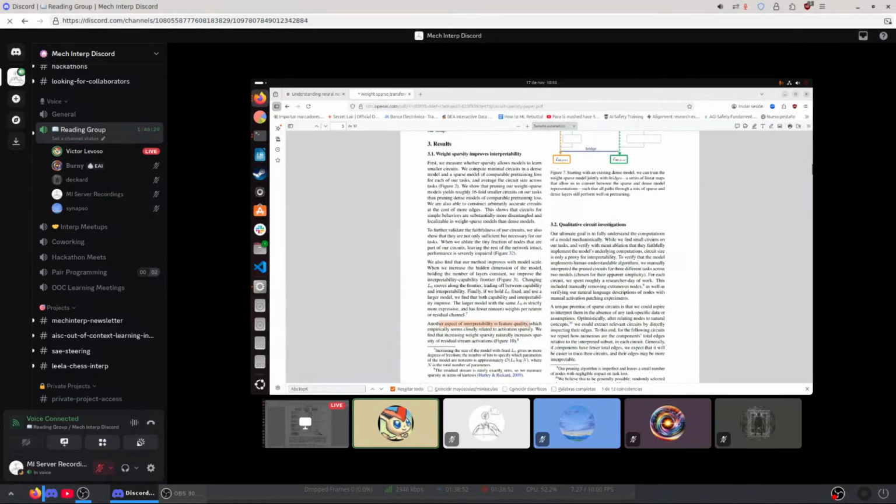Another aspect of interpretability is feature clarity, which empirically seems closely related to activation sparsity. We find that increasing the weight sparsity naturally increases residual stream sparsity.